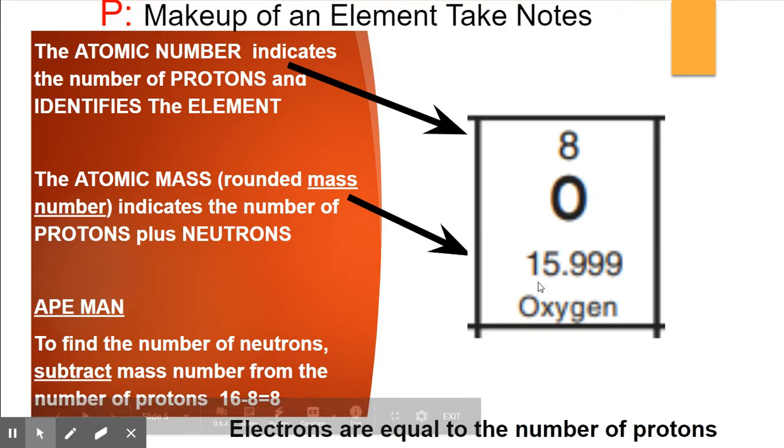So, APE stands for atomic number equals protons equals electrons. MAN would be your mass number. So 15.9 rounds to 16. We take that mass number and subtract our atomic number, 8, to get our number of neutrons. So 16 subtract 8 is 8.